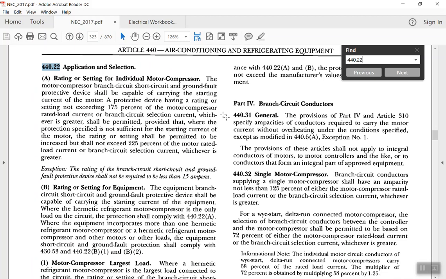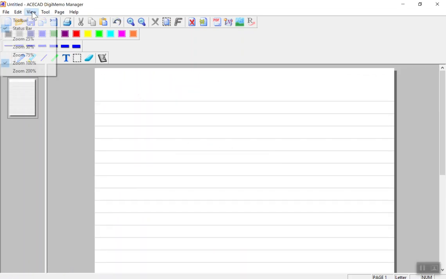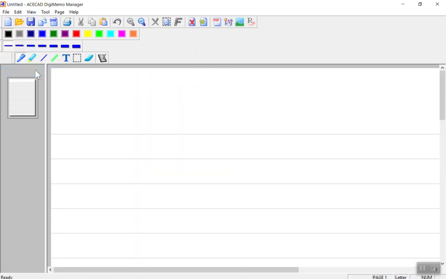Okay, so 440.22A. Now, if we look in there, we should find 175%. There it is, a protected device having rating not exceeding 175%, right? So you really should highlight that portion right there and circle the 175%. That's very, very important because we have the nameplate, right? So let's go back and write this in our notes here. As a matter of fact, you might need a new page. Let's take a look at mine. Yep, I need a new page. So I'm just going to clear this thing out and start a new page here. And let's write our article references, and that way we make sure we get them in our notes, okay? Not just highlight our book, but get them in our notes.